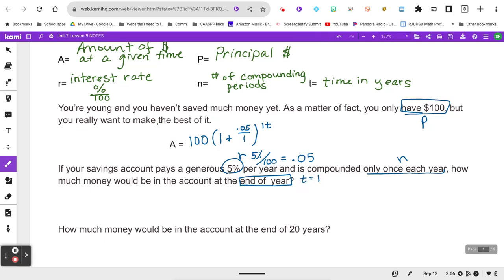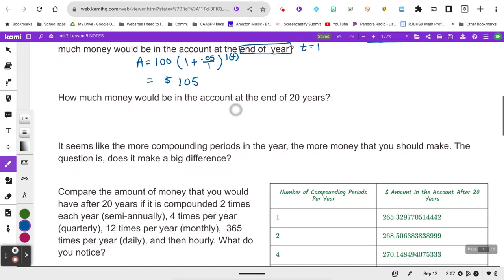So we're going to put this into the calculator. Whoops. I'm so used to saying y, sorry. We're going to go A equals 100, 1 plus 0.05 over 1, basically to the 1 times 1. And if you put it in the calculator, at the end of the first year, you're going to have $105. Not much, but it's a good start.